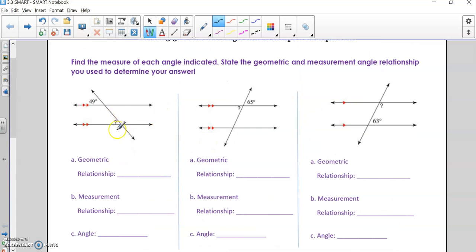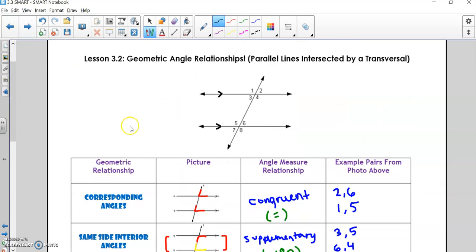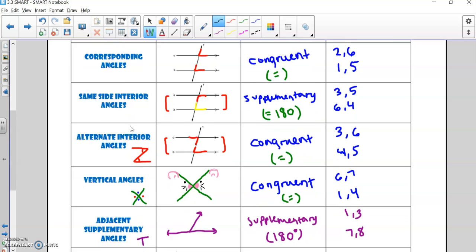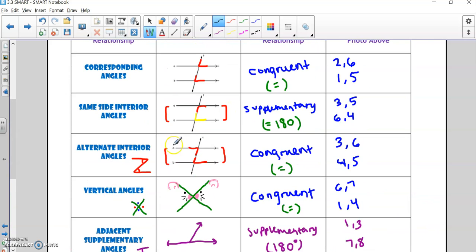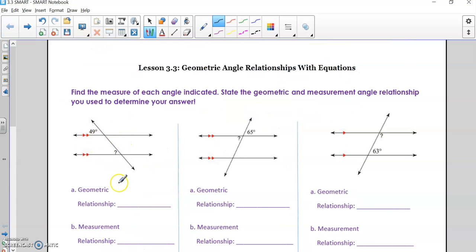So, when I say geometric relationships, I mean this fun stuff that we did 2 days ago, I believe. This is the note sheet from that day, and these are the relationships that we're going to use to solve these problems. So, for the first one, we have two angles here. One of them is here, and the other one is here.